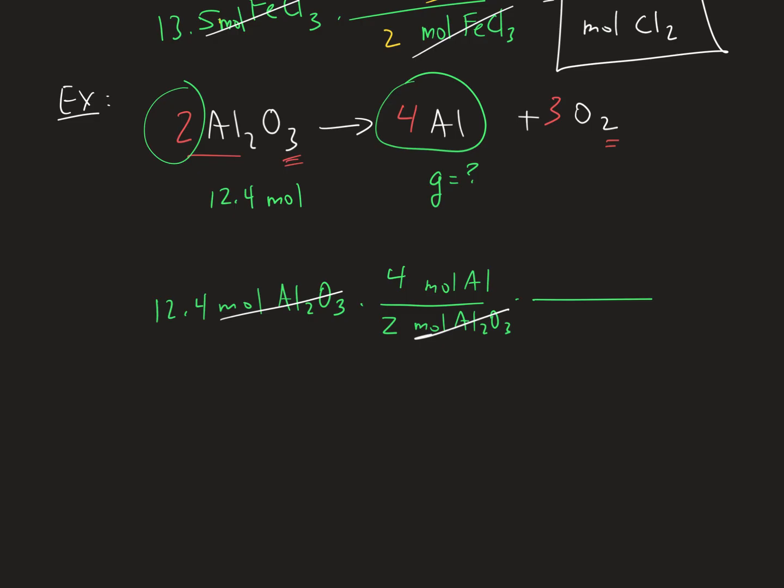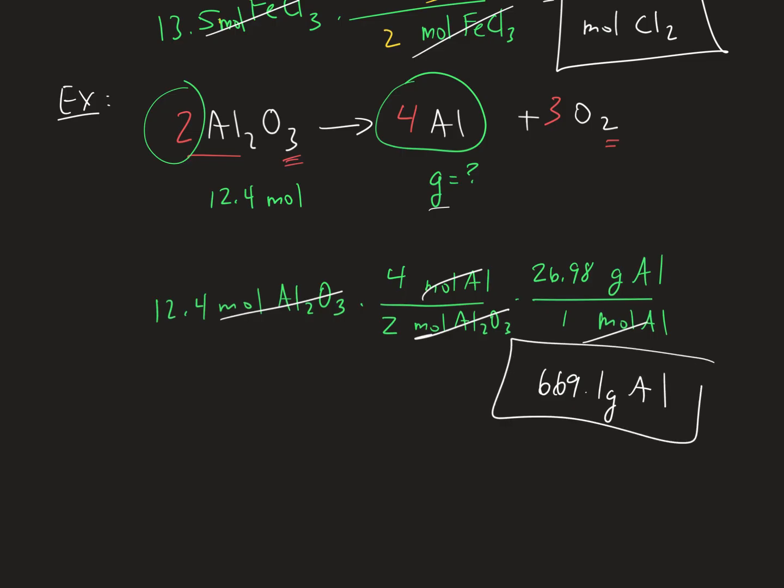Okay, so now we converted to moles of our desired substance. Now we convert to desired units. So moles of aluminum go on bottom, so it cancels. Grams of aluminum go on top, because that's what we're looking for. And what's the molar mass of aluminum? 26.98 grams per 1 mole. Everything cancels except for what we're looking for. So we're done converting, and we get 669.1 grams of aluminum. Doing okay? Yes. Okay.